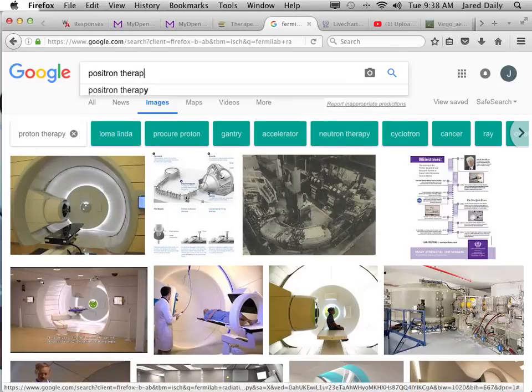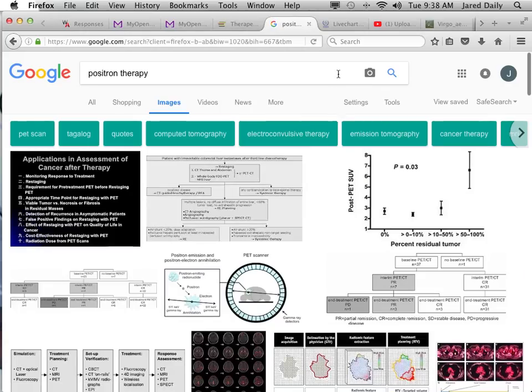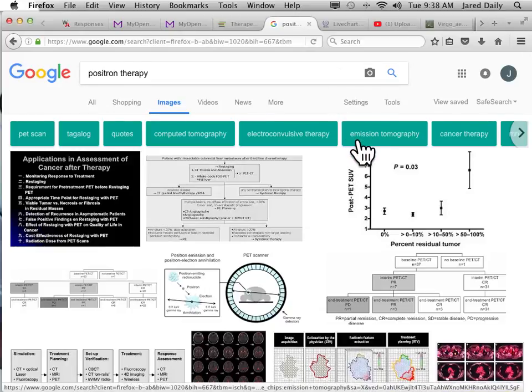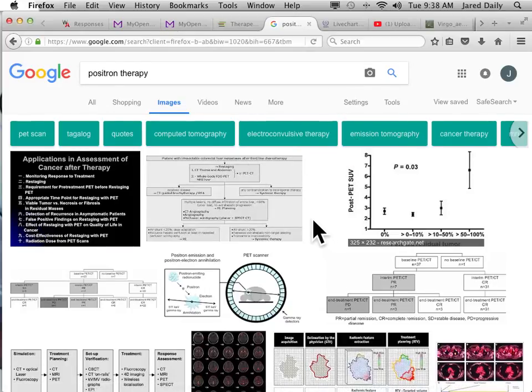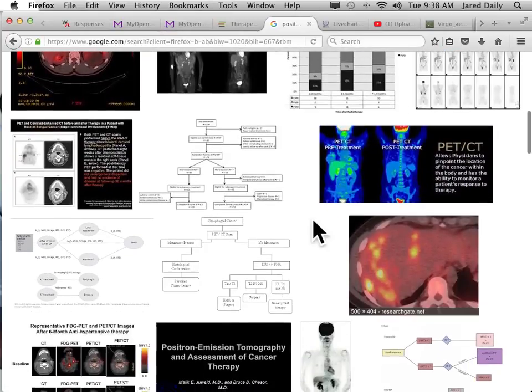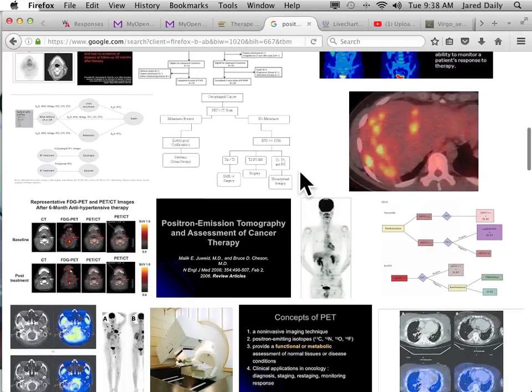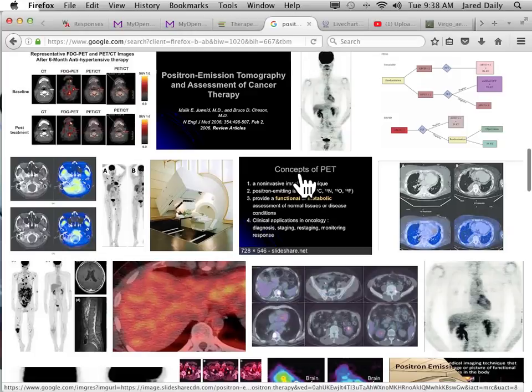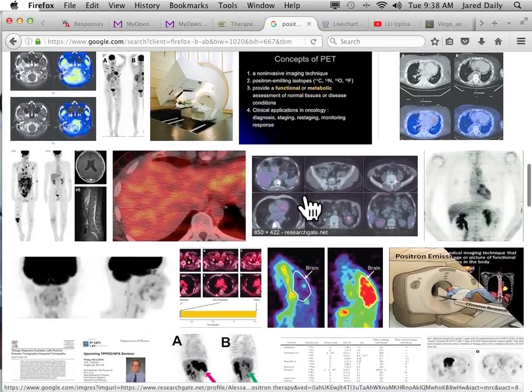So a positron is a particle created in a nuclear process. It gets shot out of the nucleus, and it's essentially an electron that's positively charged. It has essentially the same mass as an electron, same charge except positive. So it's the electron's sister antiparticle. It's an antimatter particle, and those positrons can be used to do things.